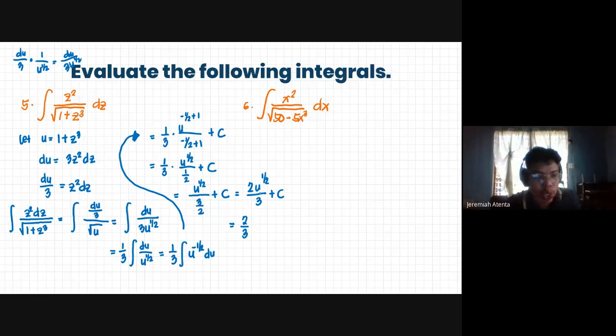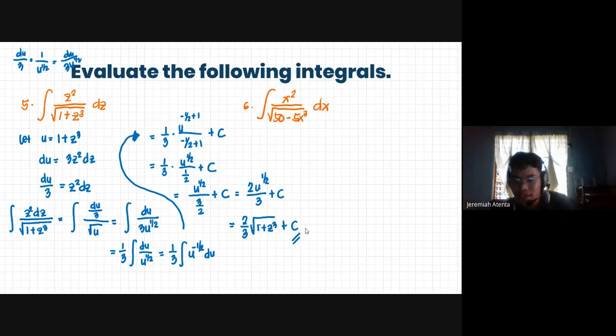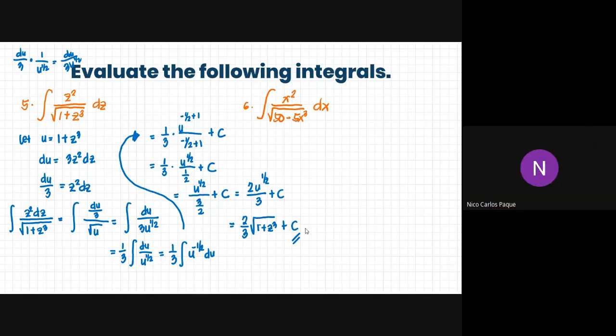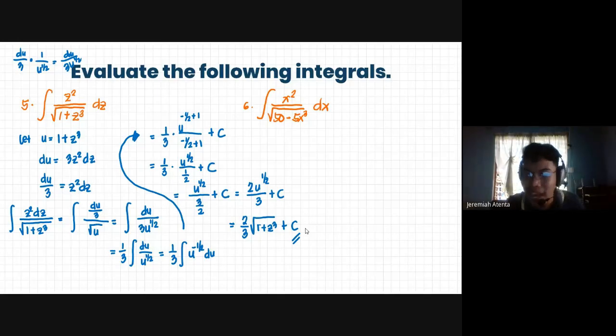What is u? You have 1 plus z cubed. So 1 plus z cubed to the 1/2 is just square root of 1 plus z cubed plus c. Did we arrive with the same answer kanina? Yes, sir, same answer. Ma'am? Yes. So the same answer.